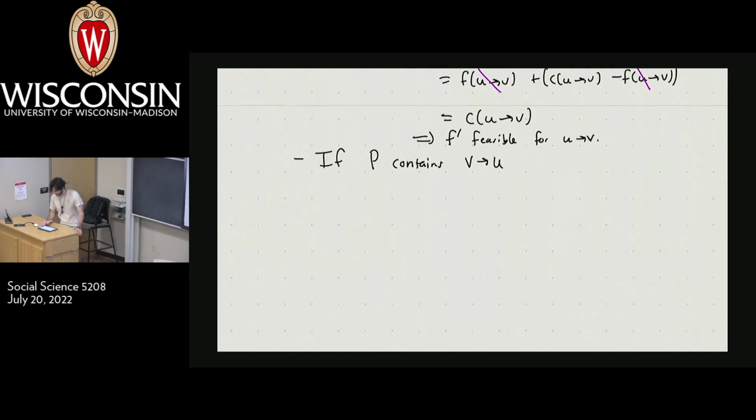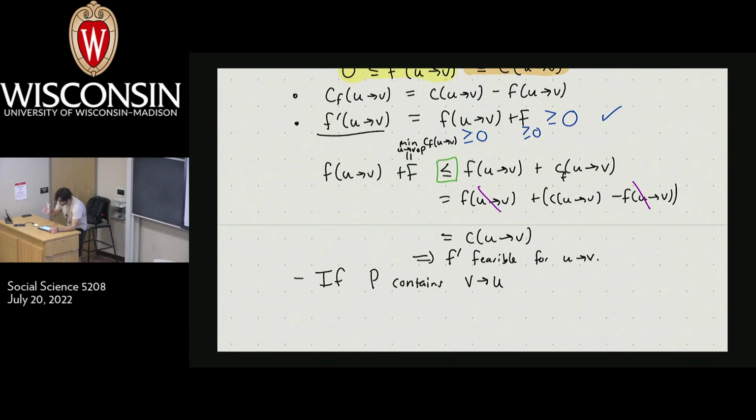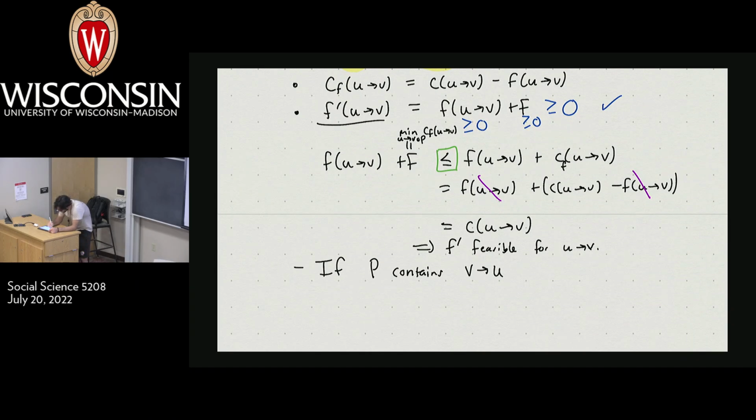Okay, so let's do it again. Now we're in the reverse direction. So now the reverse inequality is going to be easier. So showing it's at most c will be easier this time. So we have f prime of v to u, which is equal to f of u to v. And just because f is feasible, that's going to be at most the capacity of u to v.